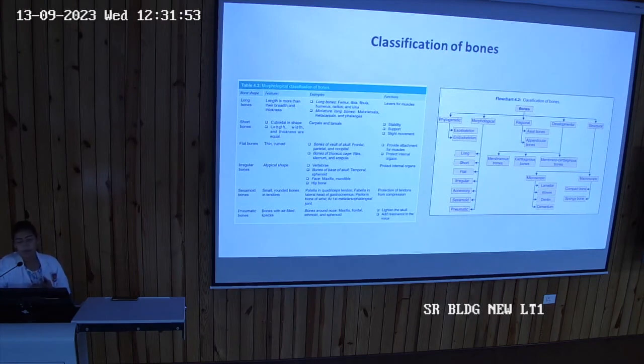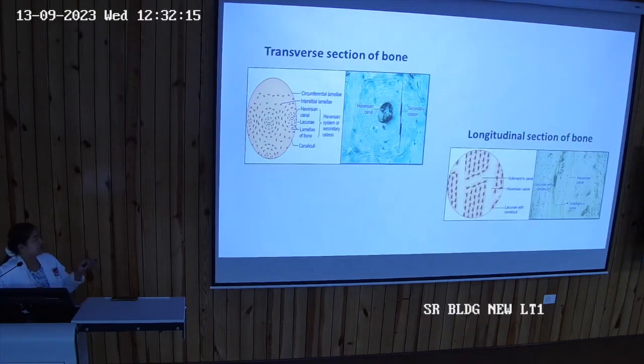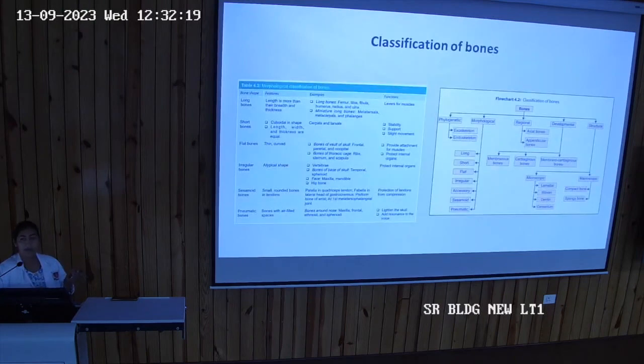Then coming to the structural classification, do you understand what is compact bone and spongy bone? Compact bone is the one that has the lamellae. The structure we were discussing was of the compact bone. The different lamellae are present in the form of concentric layers. If you cut the diaphysis, you can see it like the bark of a tree. So this is the lamellar bone or the compact bone.